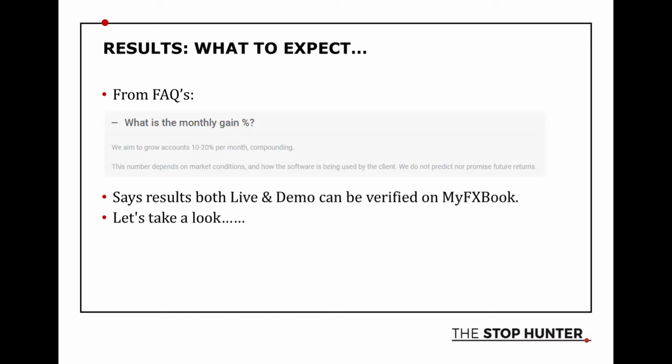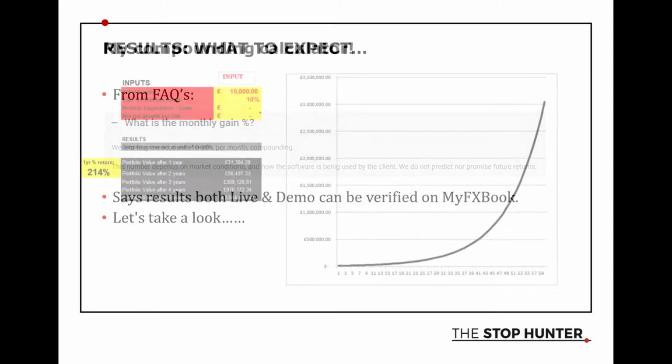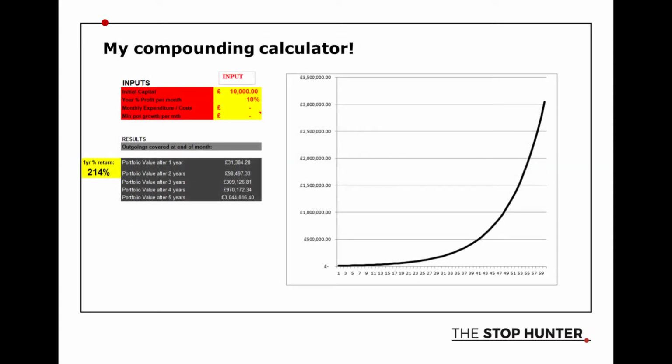So I'm first of all going to have a look at what sort of monthly gains over a longer term would yield for us. Plus I'm going to dig into those MyFXBook results. You guys are lucky I've brought out my compounding calculator for you today, and you can see up in the top left there I put in £10,000 of hypothetical cash and put in that minimum 10% that they're promising. So what does that mean?